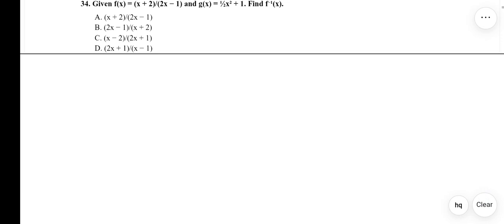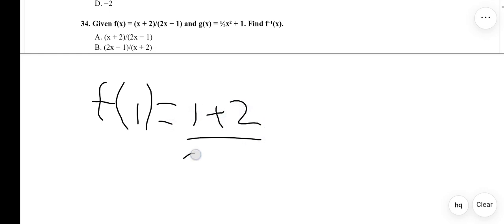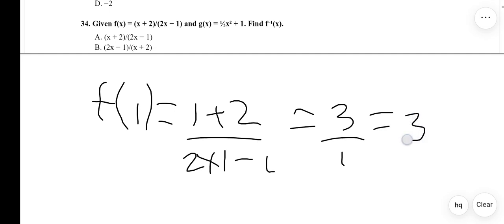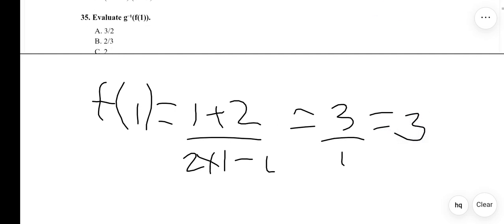Alright, moving to the next question, 35. I was now asked to find the inverse of f of 1 for this same question. First of all, what is my f of 1? Let me find that. f of 1 will be, I will change my x to 1, so that will be 1 plus 2 all over 2 times 1 minus 1. So 1 plus 2 is 3. 2 times 1 is 2 minus 1, that is 1. So that is 3. So I was told to find g inverse of f of 1.